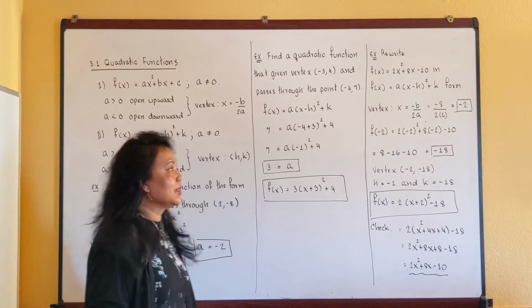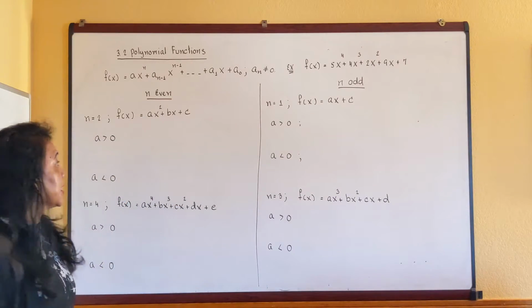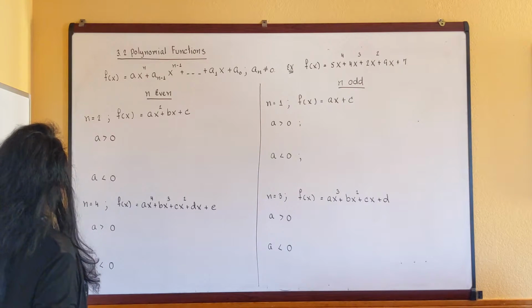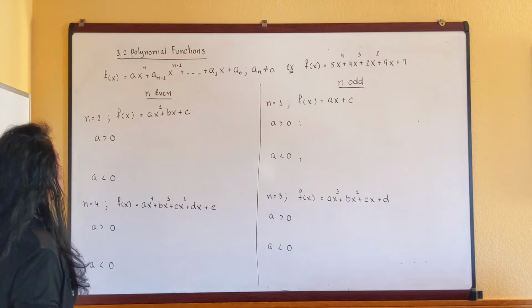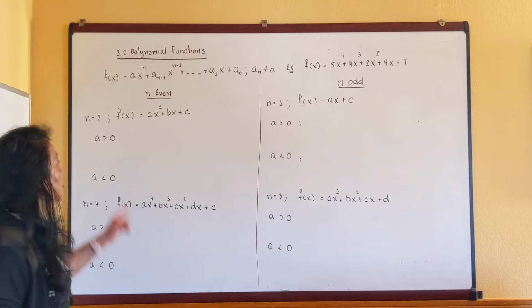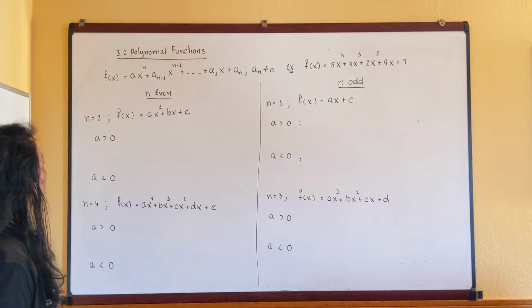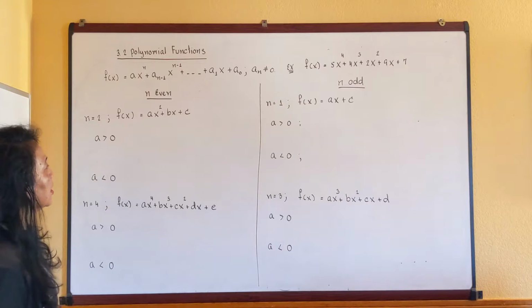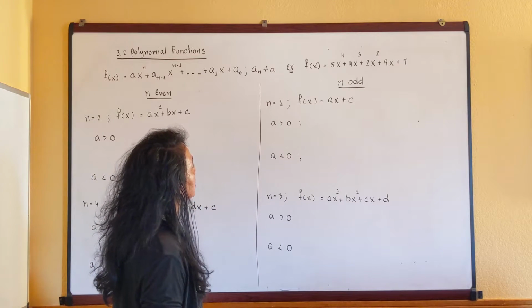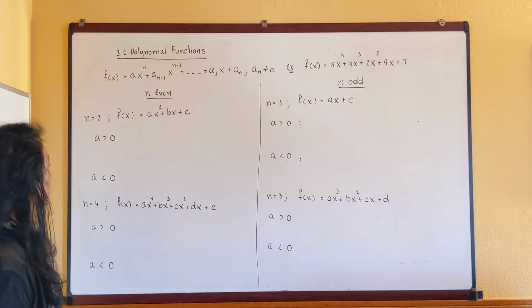All right, so let's look at our next section, which is polynomial functions. A polynomial function is in the form of a_n x to the n plus a_(n-1) x to the n minus 1, and so on. So a here is your real number, x is your variable, and n is a positive integer. For example, I can have 5x to the 4th plus 4x cubed plus 2x squared plus 9x plus 7. That is a polynomial.